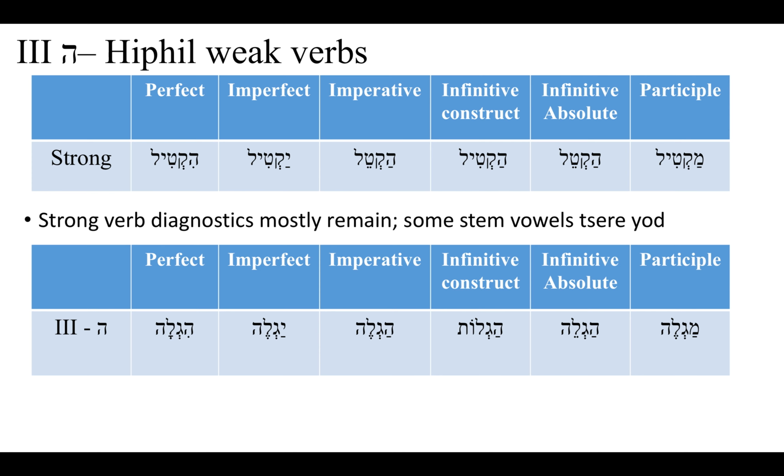Infinitive construct takes this holem vav tav form here, a different form of feminine ending, so the he is completely lost from that root gala to give us haglot with the infinitive construct. The infinitive absolute stays the same. Haktel of the strong form is hagle, so both have that tsere stem vowel. And then with the participle maktil, the hirek yod is lost there, giving us magle. So with a segol stem vowel on that one.